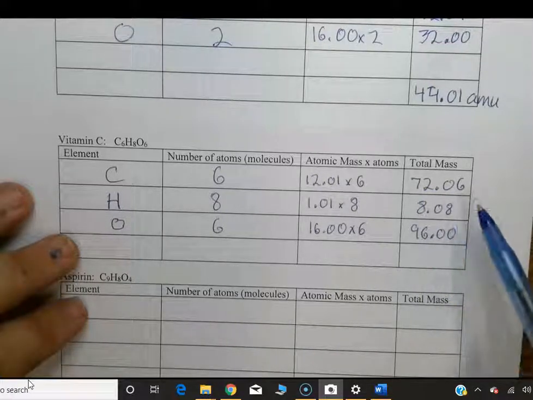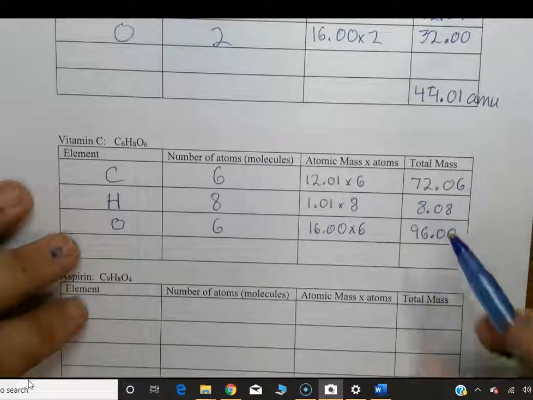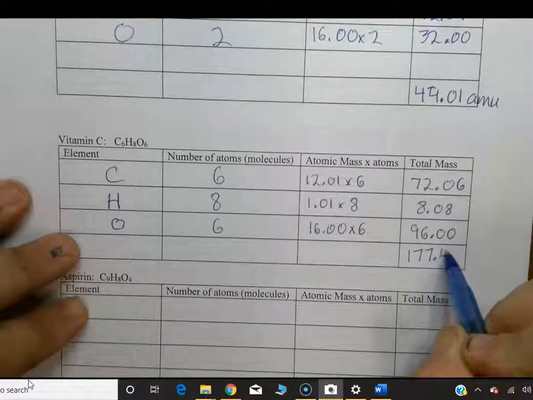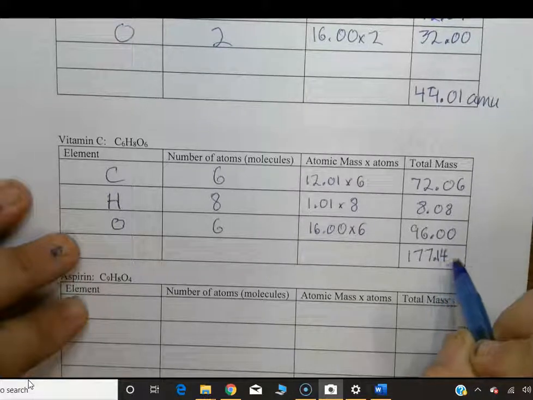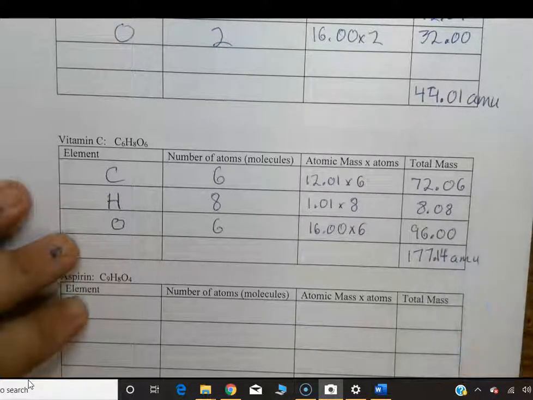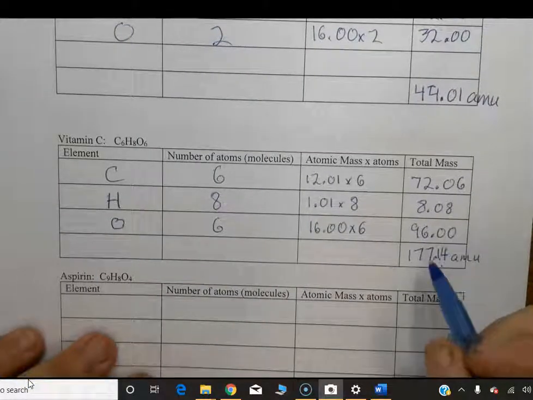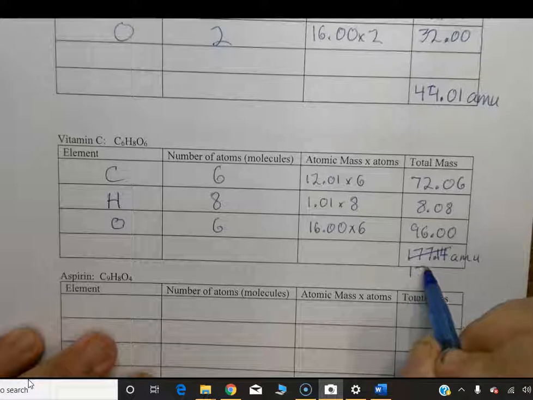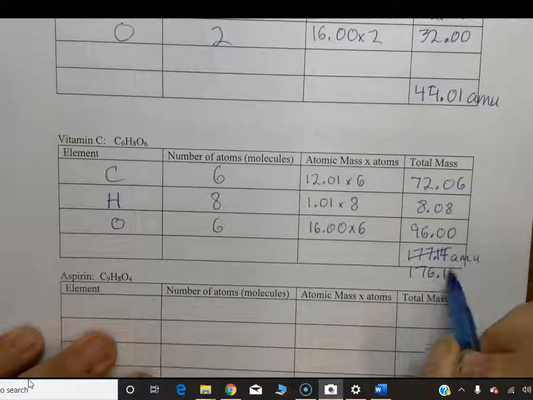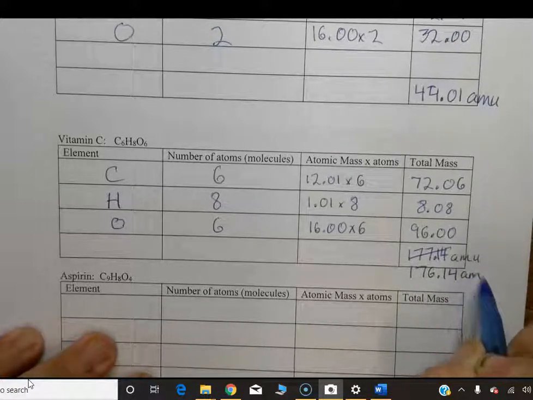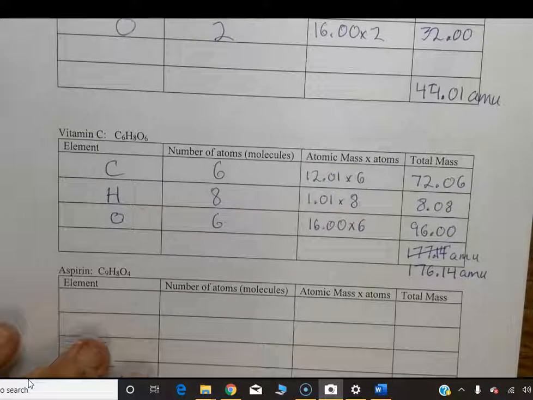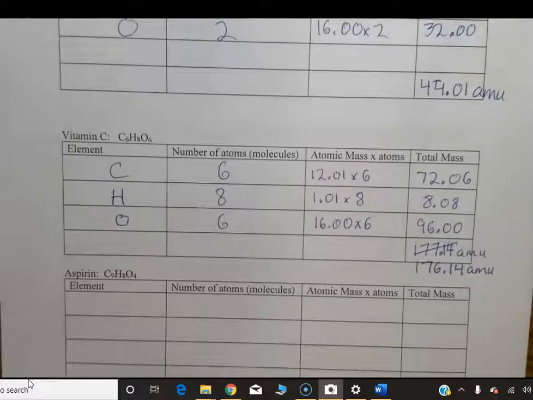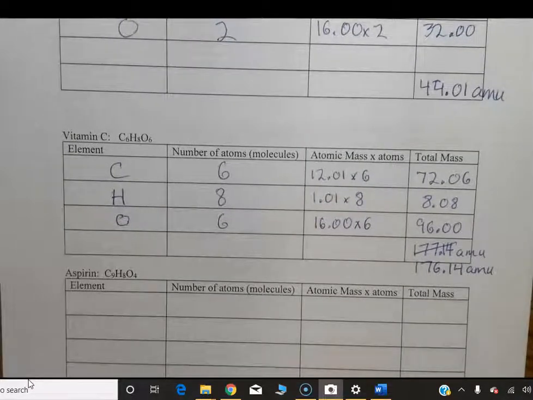168, 176, 177.14. Okay, and I've checked that. I just realized that's 176.14 AMU. Okay, so there we go. So that's the whole idea of how to calculate the atomic and then molecular masses of compounds.